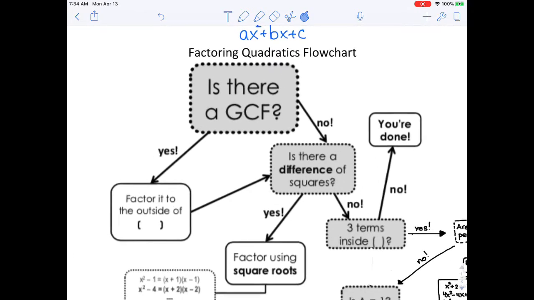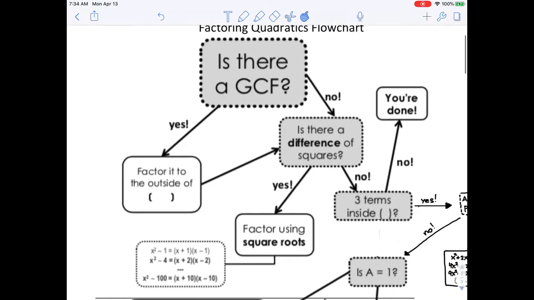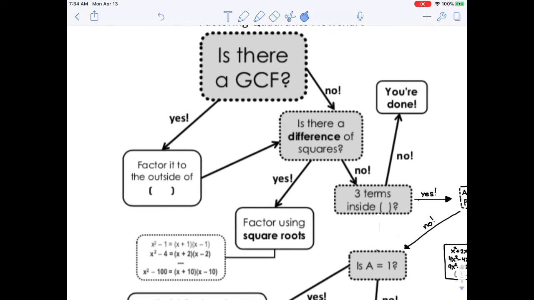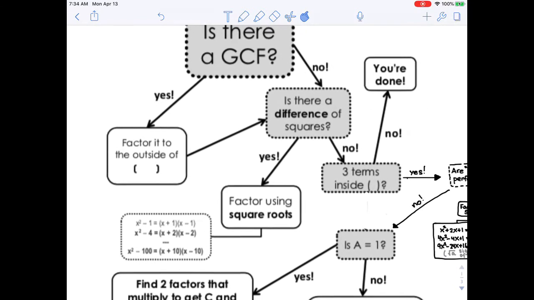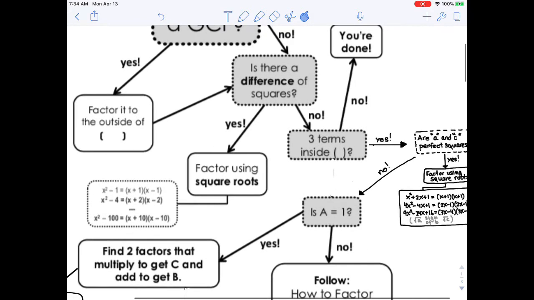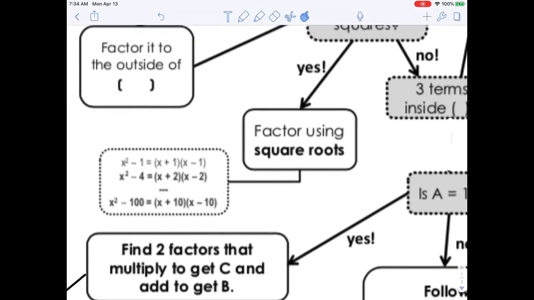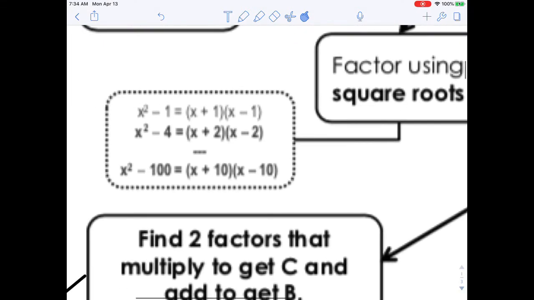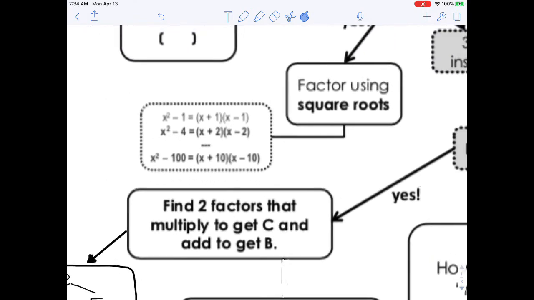Following the flow chart, the first thing you want to do is check to see if there's a GCF. If there is, factor it out. If not, check to see, is it a difference of two squares? If it is, factor using square roots. Okay, so difference of squares is one plus and one minus factor.